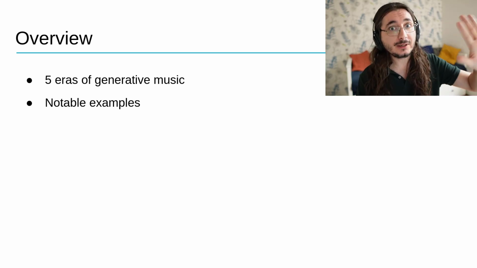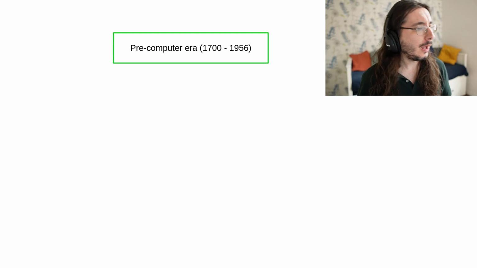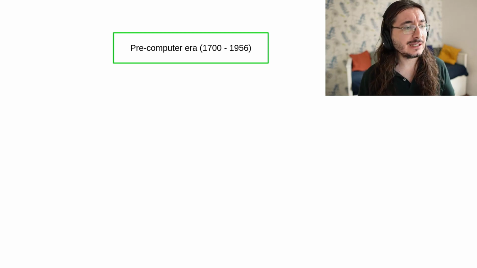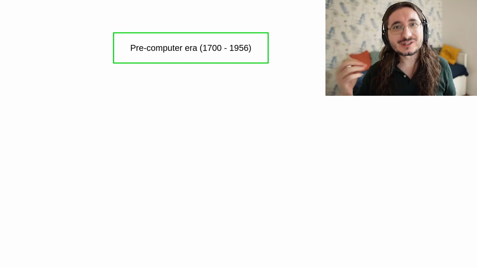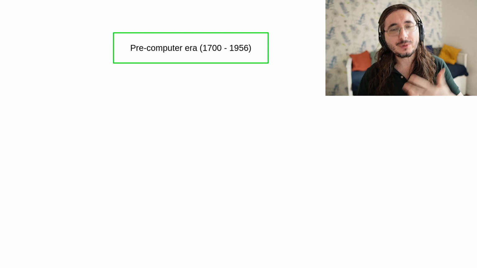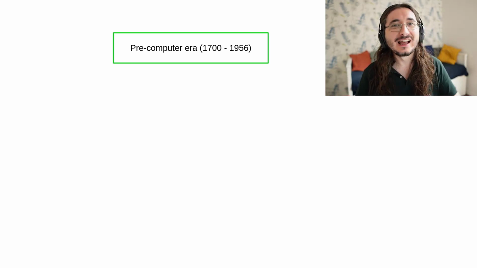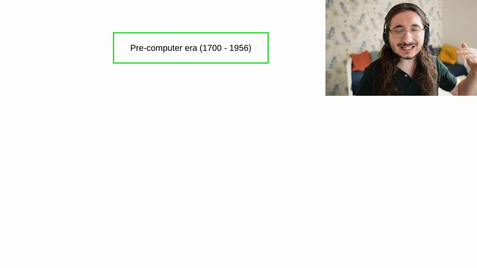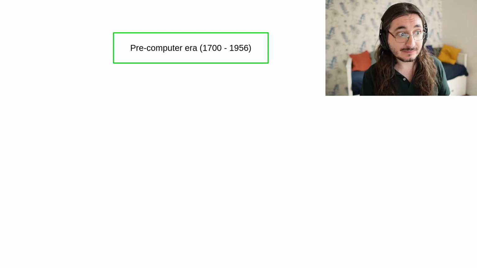I want to give you an overview at the beginning, and then we're going to go into each one of these one by one. Okay, so the first era is the pre-computer era. Composers used to use algorithms before computers were around, and they used these algorithms to generate music, to compose music. This era goes back to the 18th century and it arrives until the middle of the 20th century.